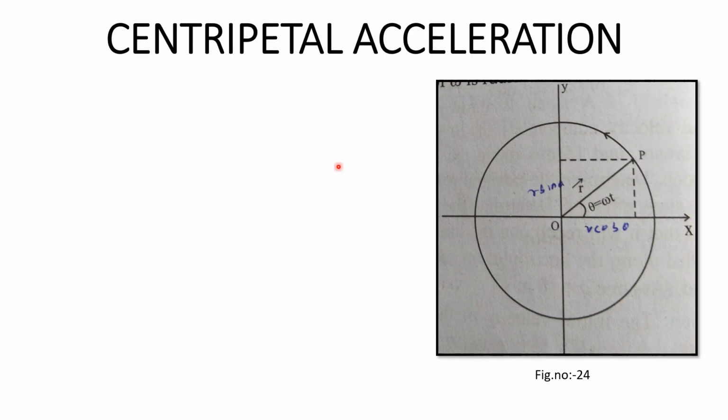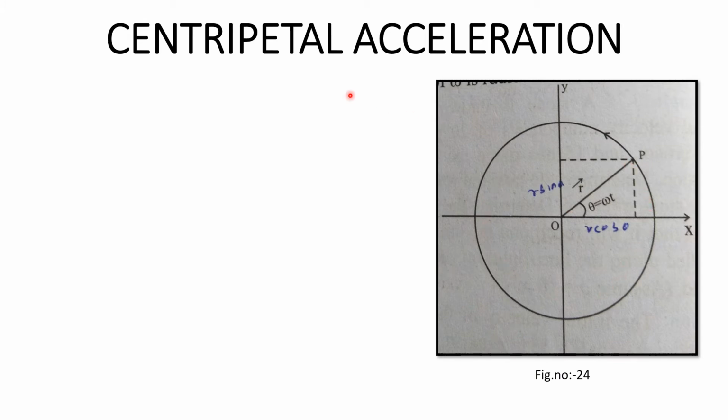Before we start centripetal acceleration, first we have to study centripetal force. What is the meaning of centripetal force? Now observe the figure carefully. Suppose the object is at point P and the object is moving along the circumference of a circle with some speed. Now the force which is acting along the radius toward the center of the circle and which performs the circular motion is called a centripetal force.